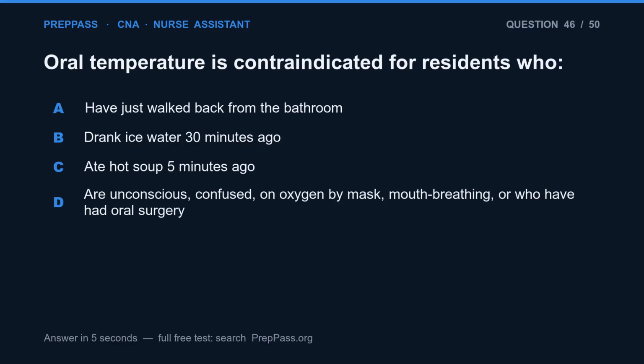Question 46. Oral temperature is contraindicated for residents who A. Have just walked back from the bathroom, B. Drank ice water 30 minutes ago, C. Ate hot soup 5 minutes ago, D. Are unconscious, confused, on oxygen by mask, mouth breathing, or who have had oral surgery.